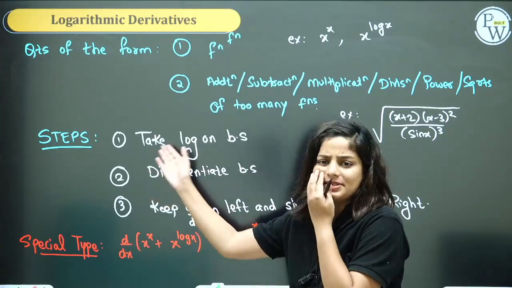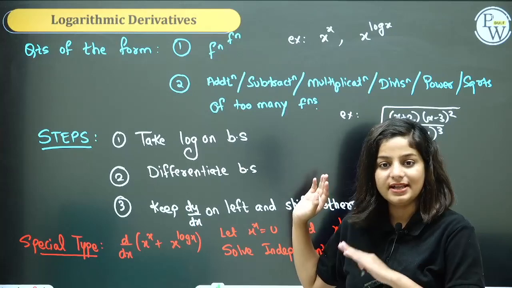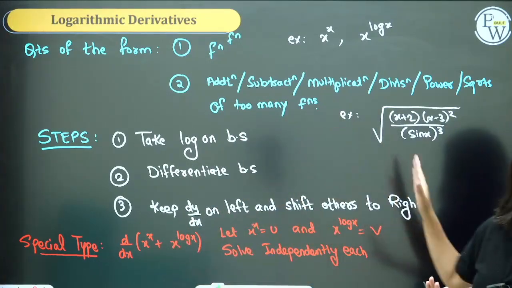So what are the steps? Just take log on both sides, then differentiate both the sides, and then just keep dy by dx on one side, shift everything on the other side.